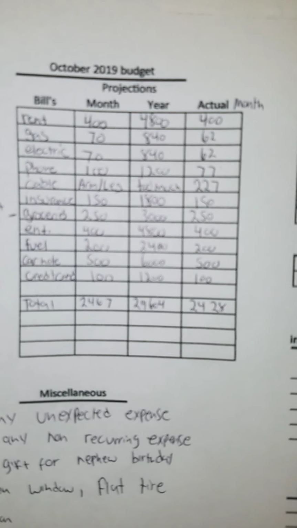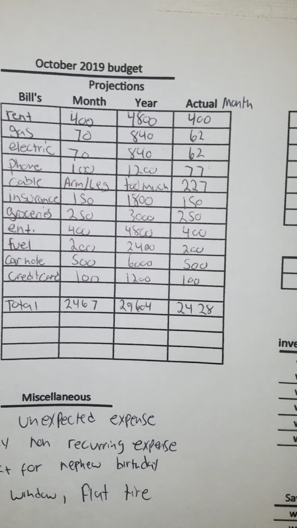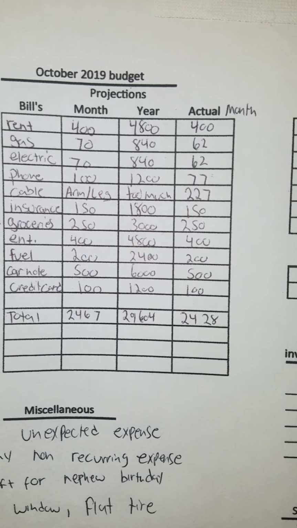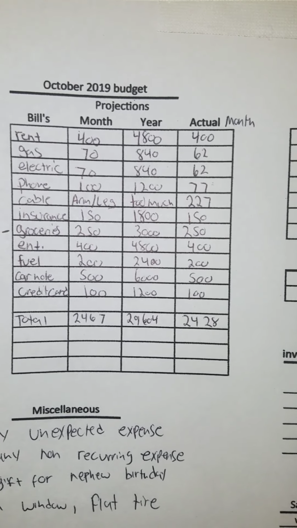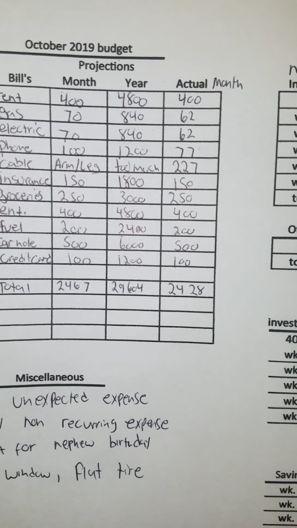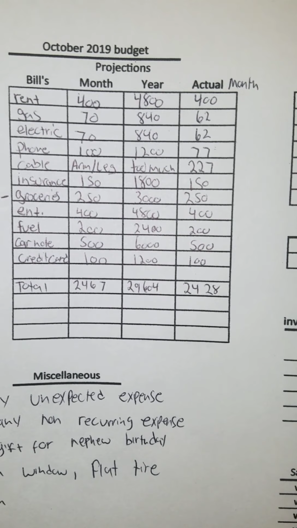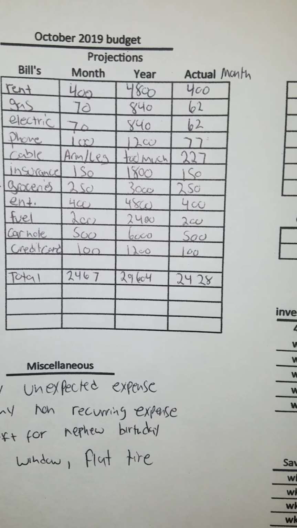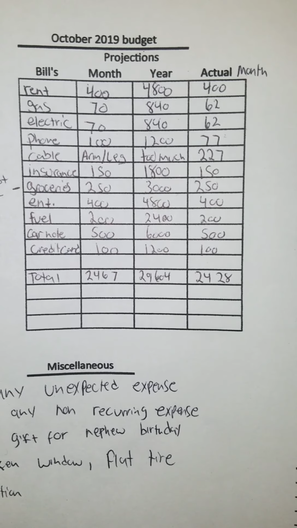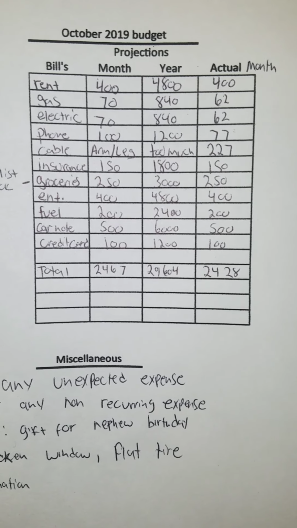So we're going to start off with the expense column, and we have all of our expenses listed line by line. Start with rent, going all the way down to credit cards. We have a projection of what we're going to spend for the month on each line item. We have it also projected for what we're going to spend for the year, and then we have our actual cost that it's going to cost us month to month.